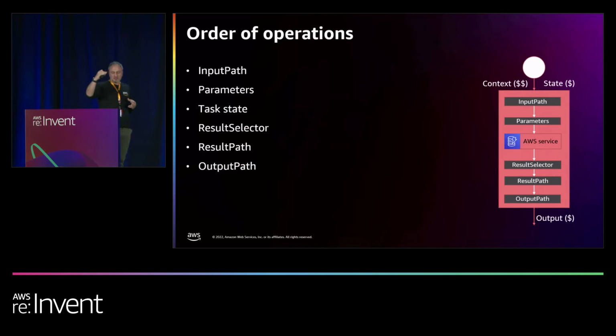And there's various points in the execution of each task where you can use these two objects to manipulate and transform the data as it moves through your task, right? You can do that in the input path, in the result selector, in the result path, and in the output path. And this is all within one single state.